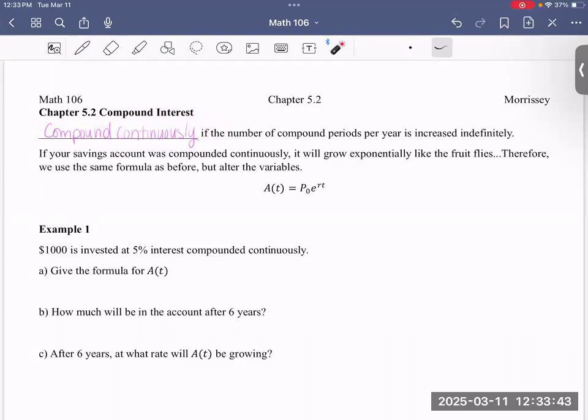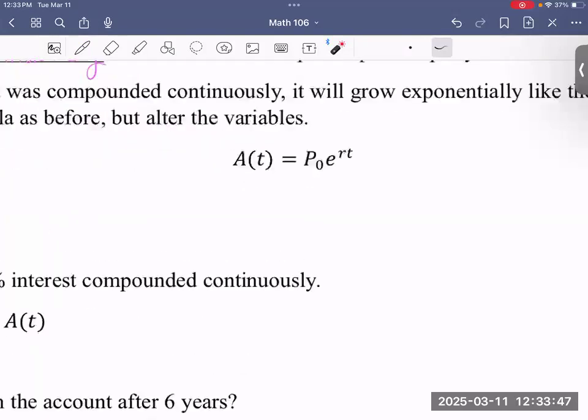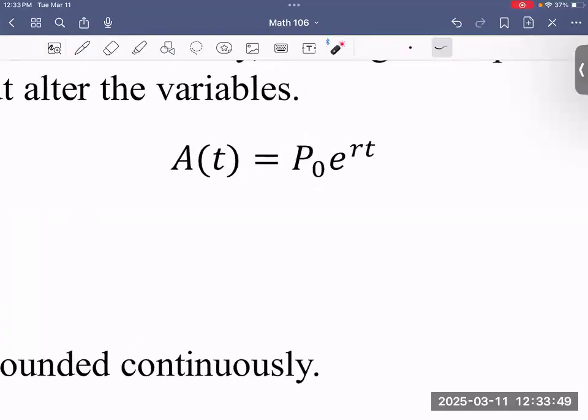Therefore, we use the same formula as before, but alter some of your variables. You might see something like this, which you might have also seen in science class or business classes, where they refer to this as PERT. It kind of looks like the word PERT. This is just talking about financial terms, whereas A of t is your final value of the account, or what's in it at the end.